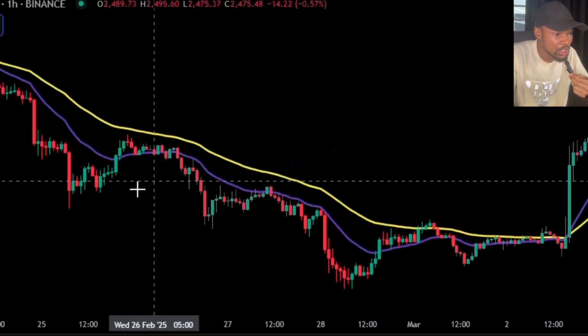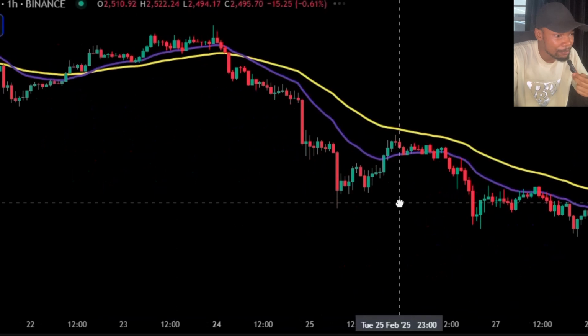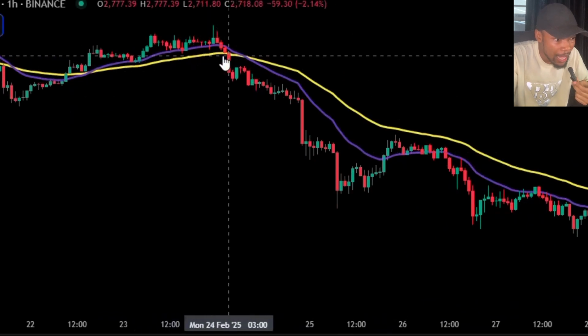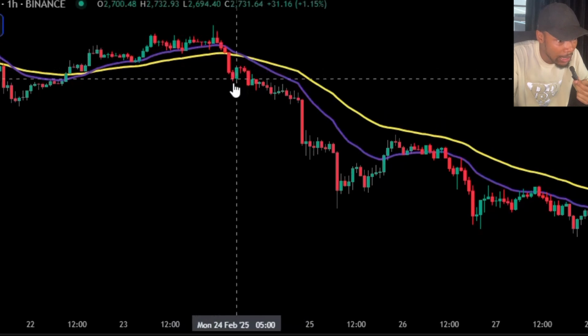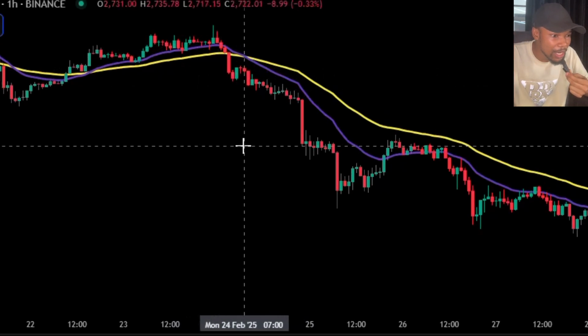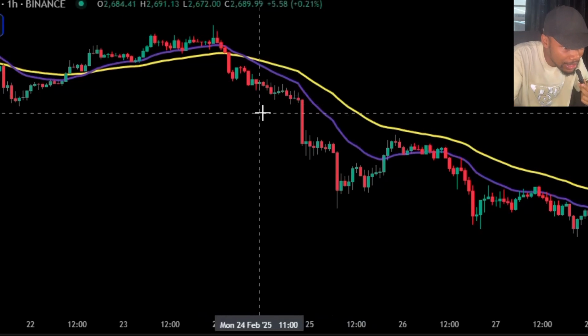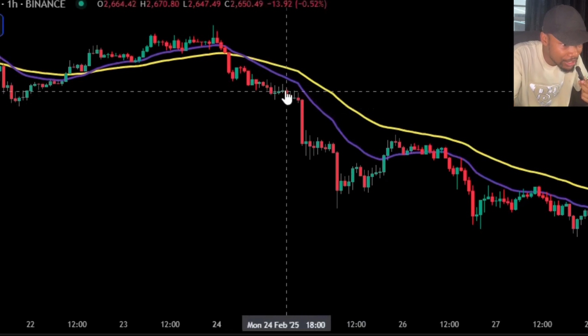All right, so this was another massive opportunity here. After you found the cross where the blue line crossed over the yellow line, look out for a red candle that has no bottom tick or a very long upper tick, longer than the last two. So here we would have seen that this guy was the perfect chance for us to enter.